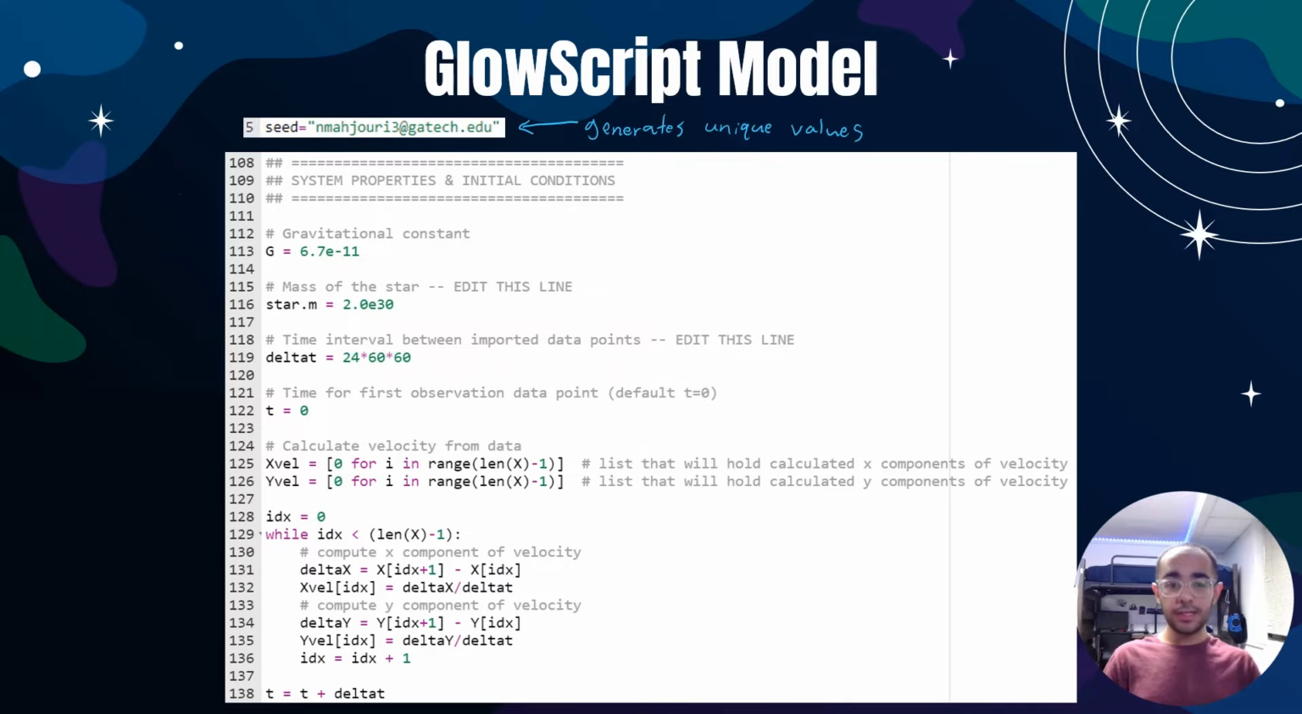So I went in and inputted the initial conditions of the star, and then here is how the velocity, the x and y component of the velocity of the star, will be calculated at every given timestamp.